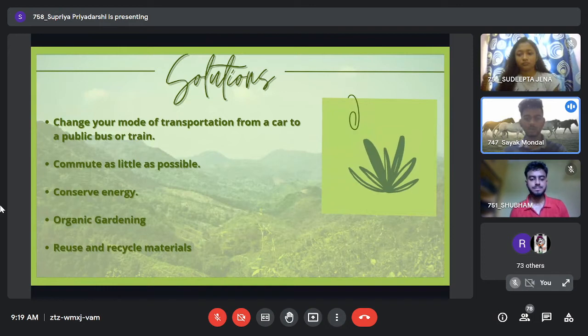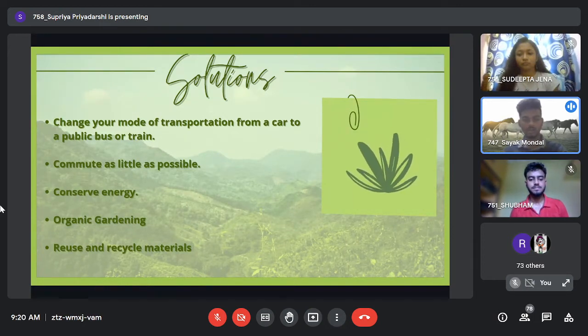We can change our mode of transportation from a car to a public bus or a train as much as possible. Communicate as little as possible. We can conserve energy by also taking small steps. Number one, unplug appliances when we are not using them. Number two, install LED lights. Number three, make sure your appliances are energy efficient. Number four, we can practice organic gardening, reuse and recycle materials. That's all. Thank you, sir.